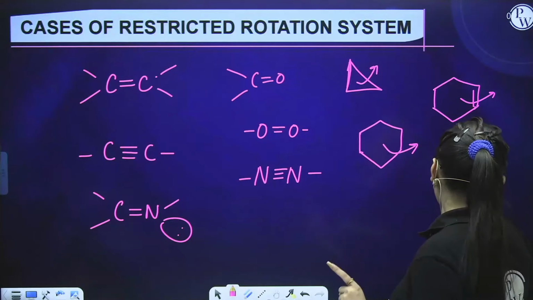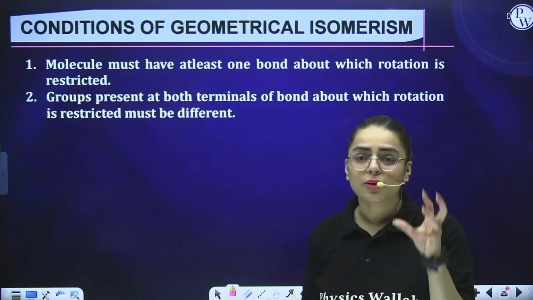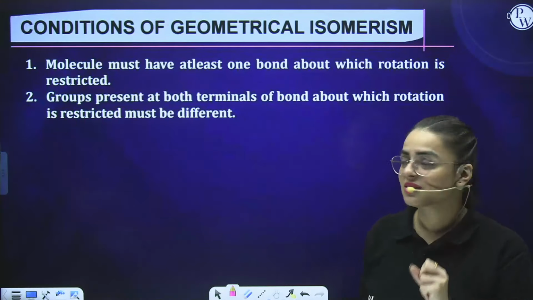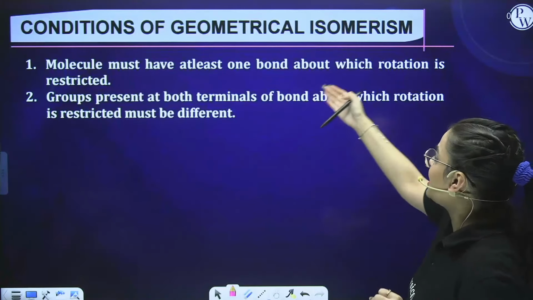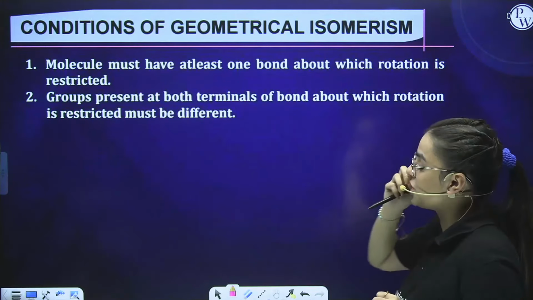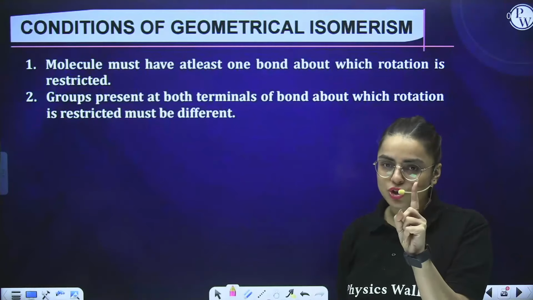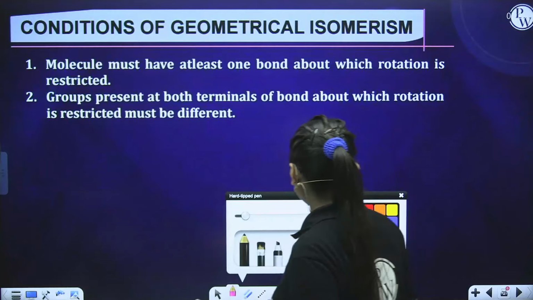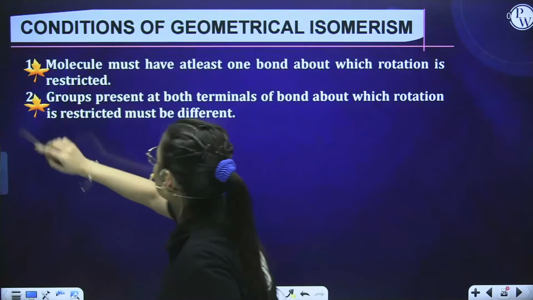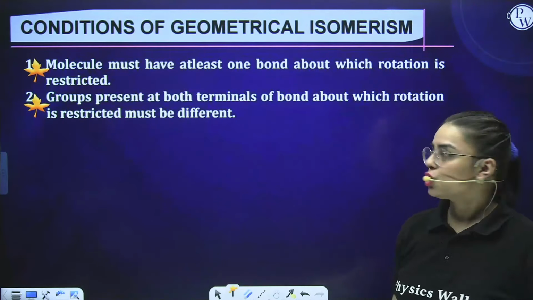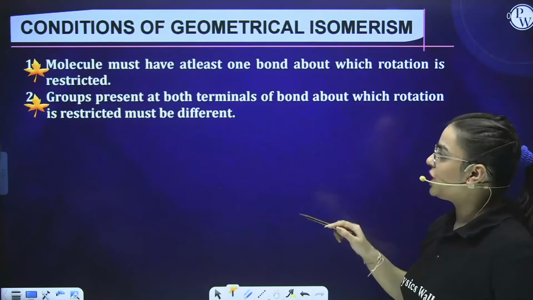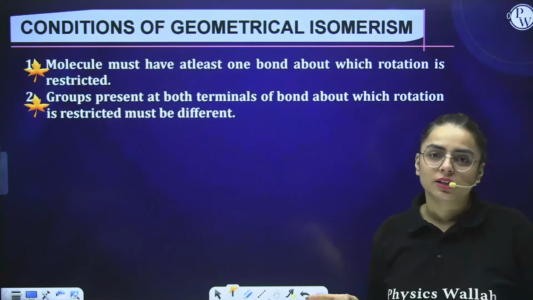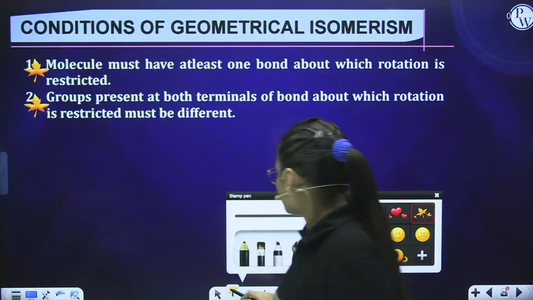Because for geometrical isomerism, we need restricted rotation. Now, what are the conditions for geometrical isomerism, students? The molecule must have at least one bond about which rotation is restricted. At least one bond should be present through which rotation can't be possible. ठीक है. इसके बाद स्टूडेंट्स देखो, second is groups present on both terminals of the bond about which rotation is restricted must be different. It is most important.